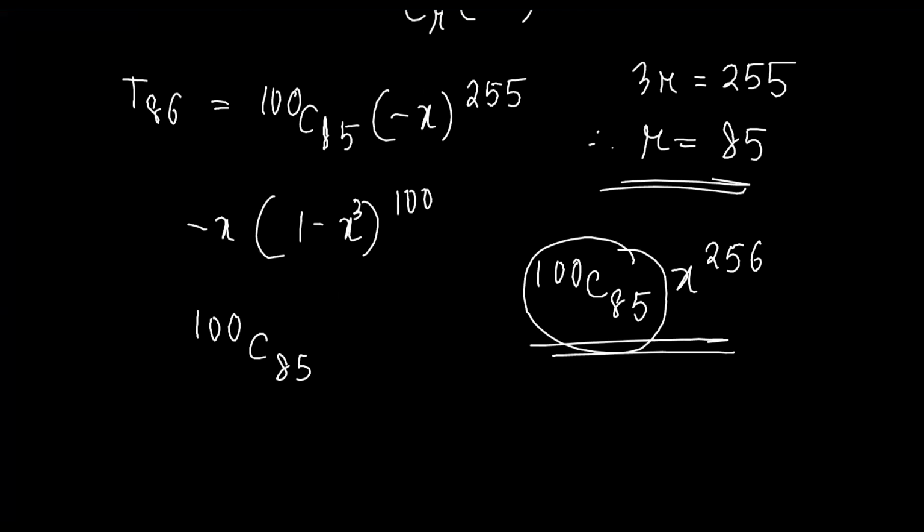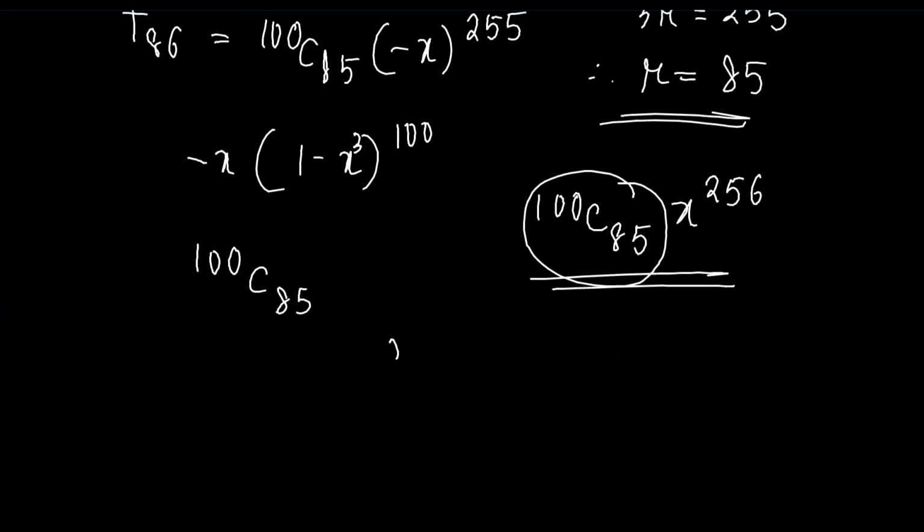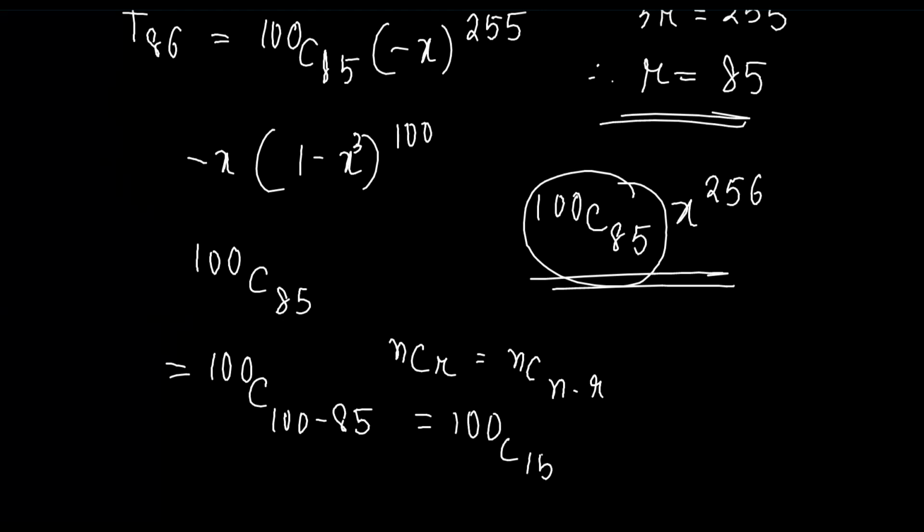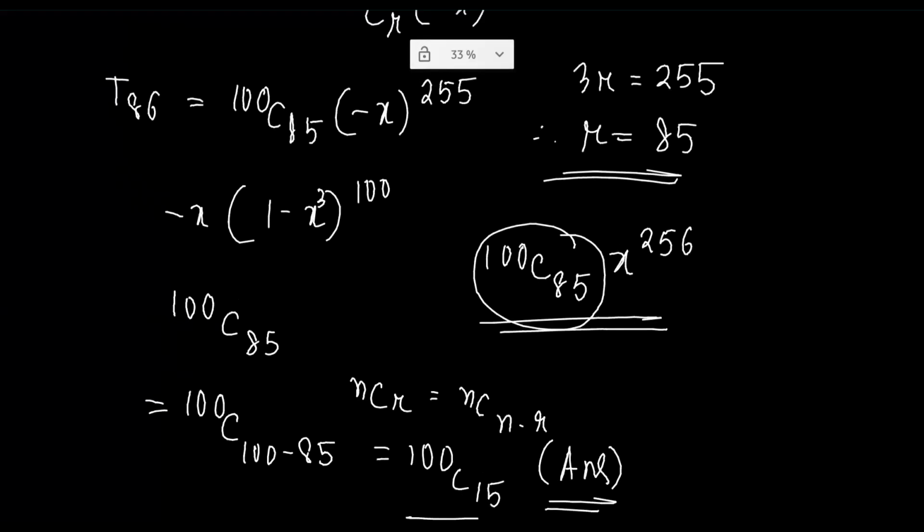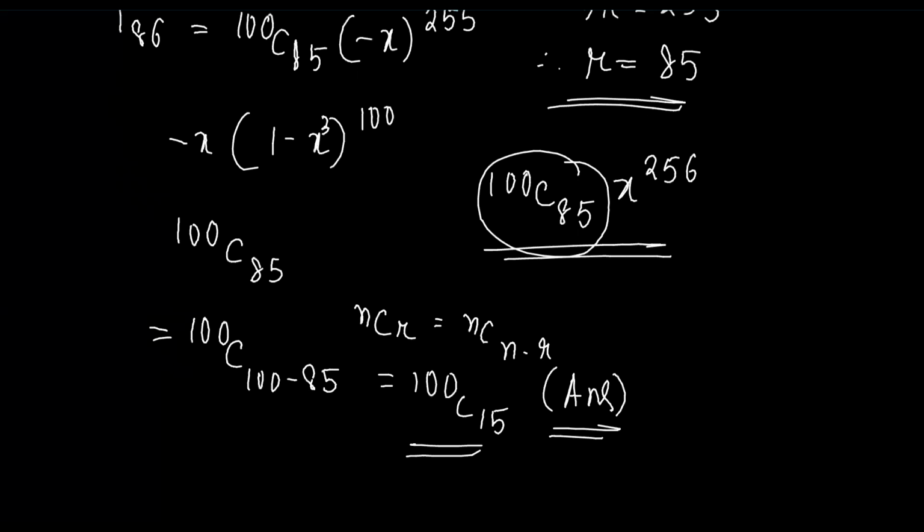C85. Now this can be written another way, that is, we know that nCr is equal to nC(n minus r). So we can write this one as 100 C (100 minus 85), that is, we can write 100 C15. So this is our final answer. The coefficient of x to the power 256 in the expression that is given is 100 C15 or 100 C85. Both are correct.